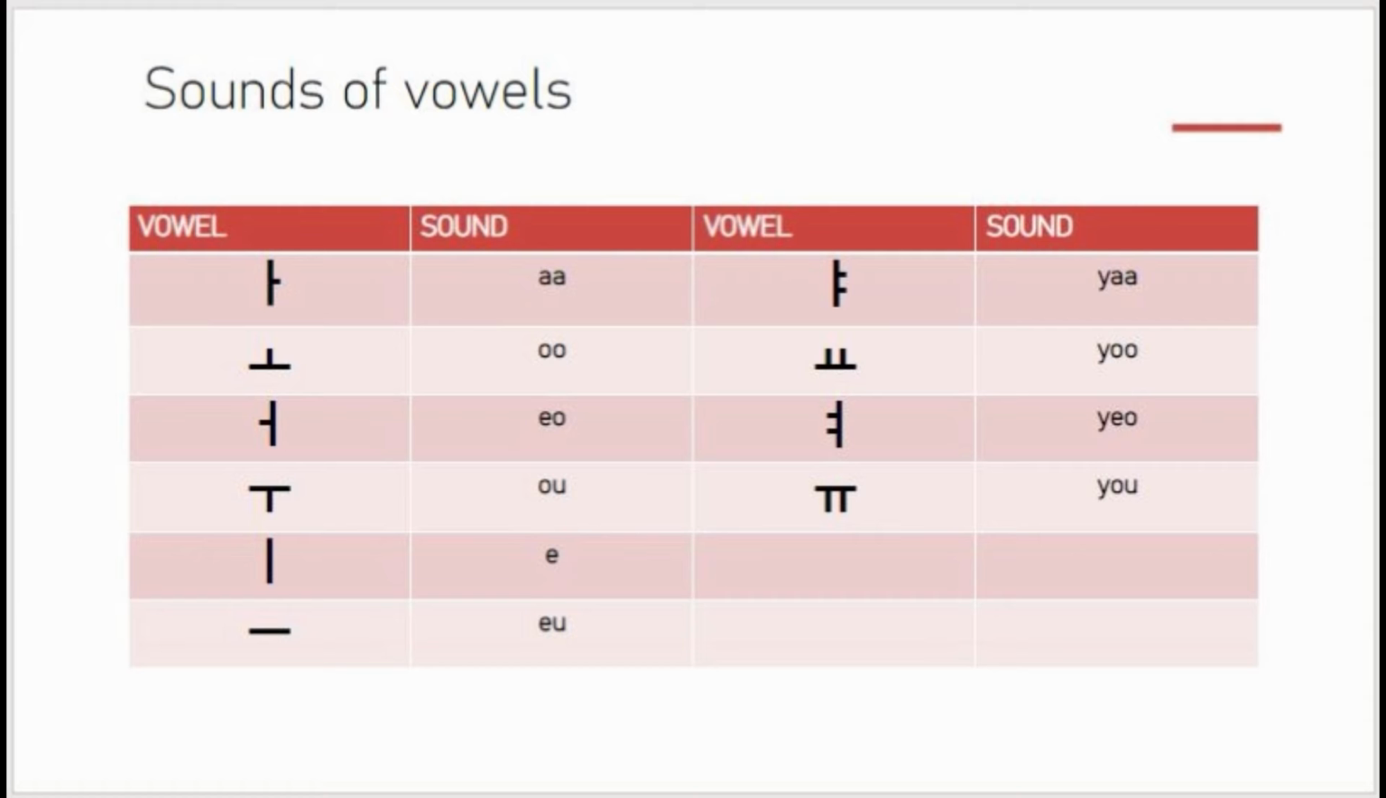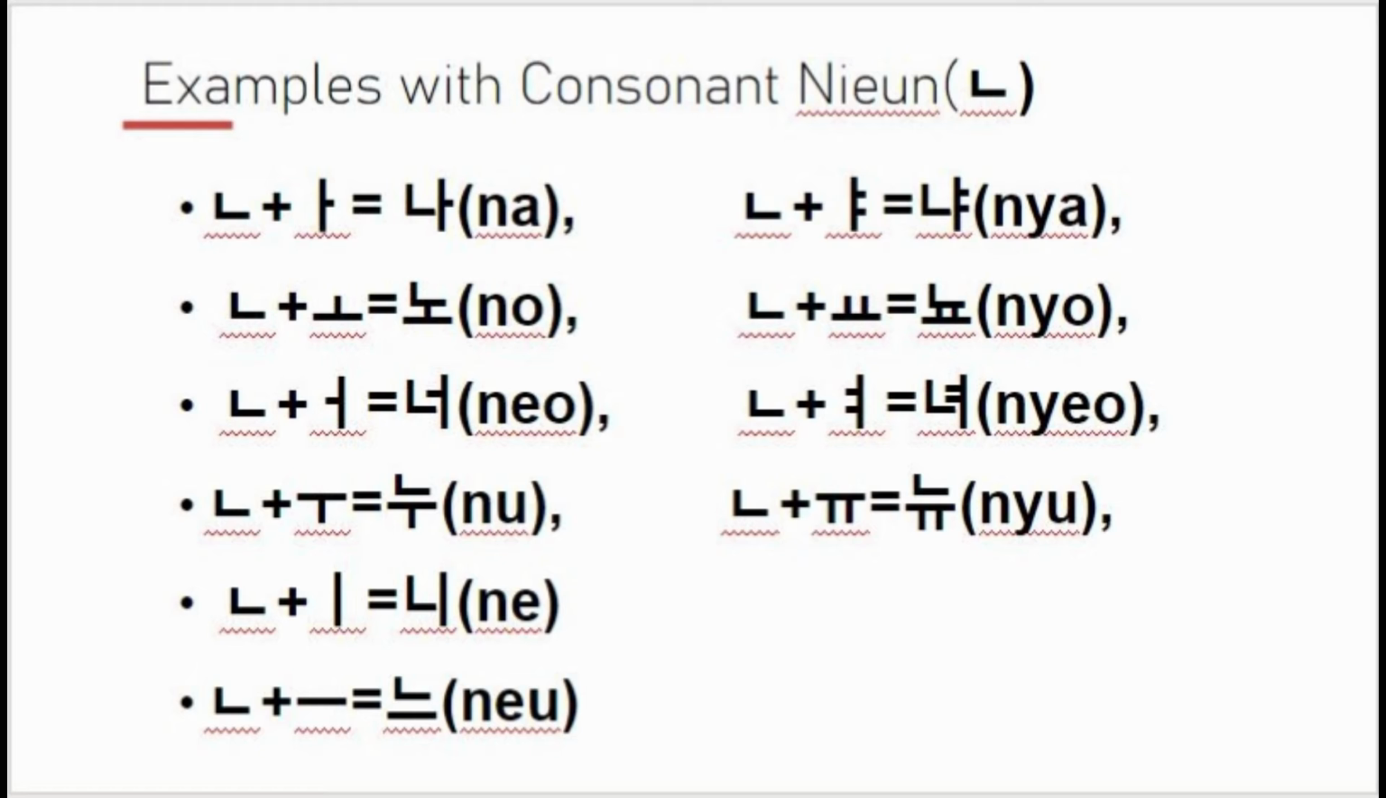Now we see some examples to learn these vowels. With the consonant nieun, if we put it with all these vowels, we get na, neo, no, nu, ni, neu, nya, nyeo, nyo, nyu.